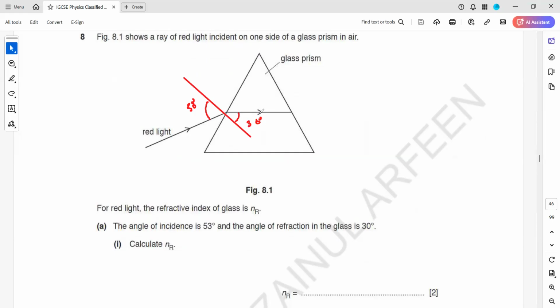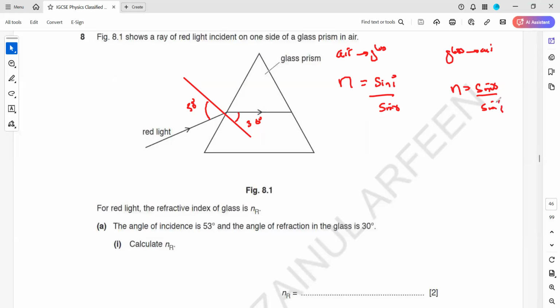Whenever light travels from air to glass and we need the refractive index in terms of the angles, the formula is sine angle I divided by sine angle R. That's the formula if it travels from air to glass. But if it was traveling from glass into air, then the refractive index will be equal to sine angle R over sine angle I.